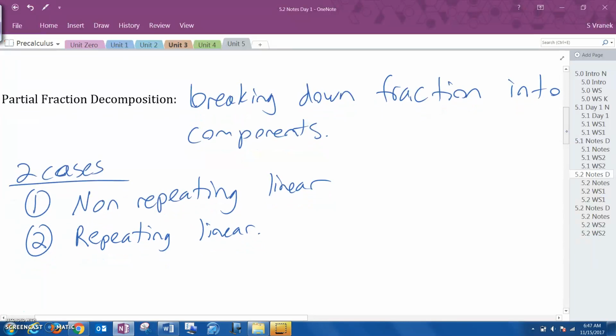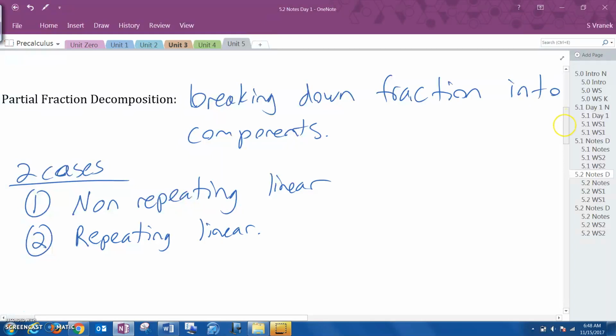So if you want to pause your screen real quick and write this down, it is breaking down fractions into components. That's what partial fraction decomposition is. You know how when you add fractions together you've got to get a common denominator and then add the tops? Now we're trying to figure out where that came from if we have one fraction with multiple factors in the denominator. How can we break that apart?